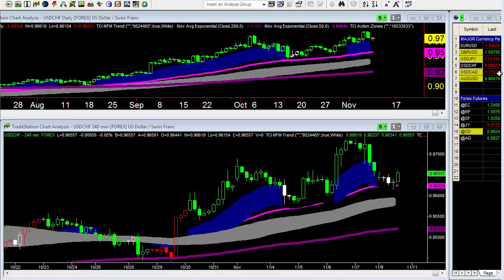Before I switch to that second market, let's look at the daily real quickly. So again, we're starting to pull back within that blue action zone on a daily. But of course, on that 240, we're deeper than that. We've actually hit that 50, and we're starting to bounce up from there. So let's see what we do here in the next day or so, at least off that 240-minute chart.